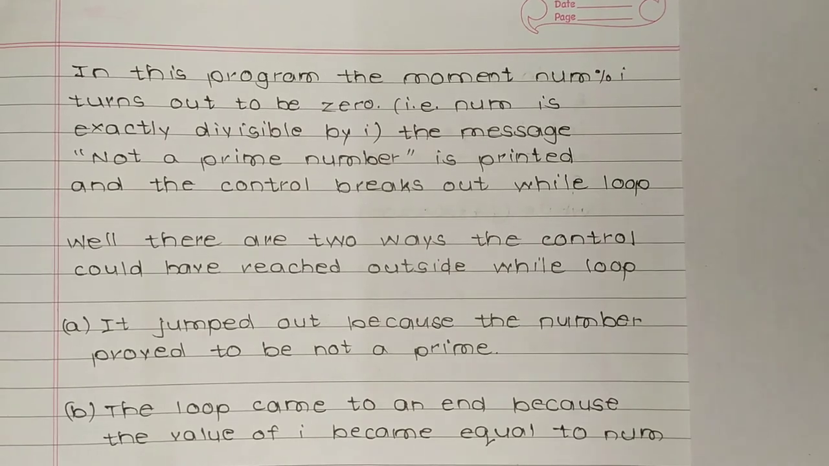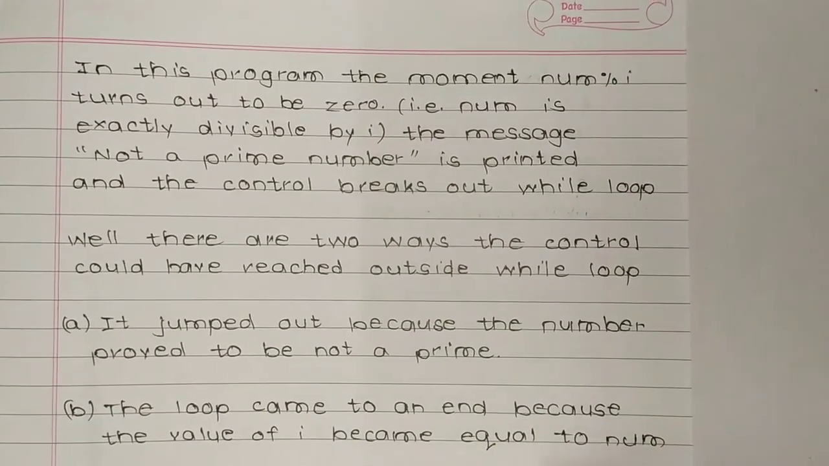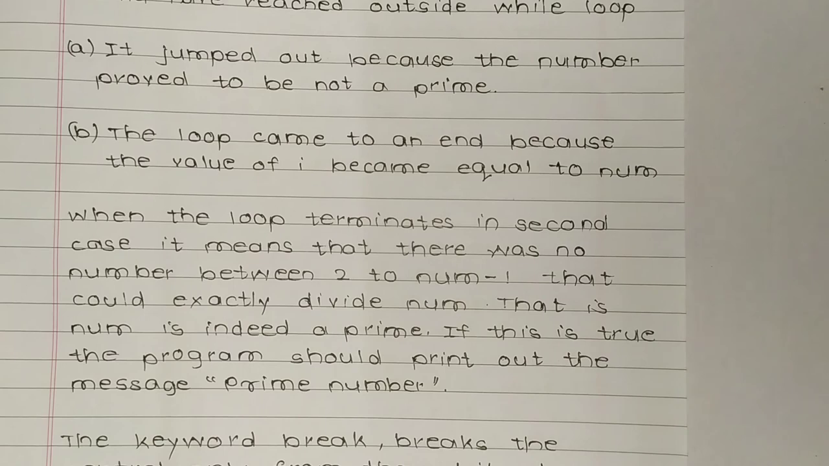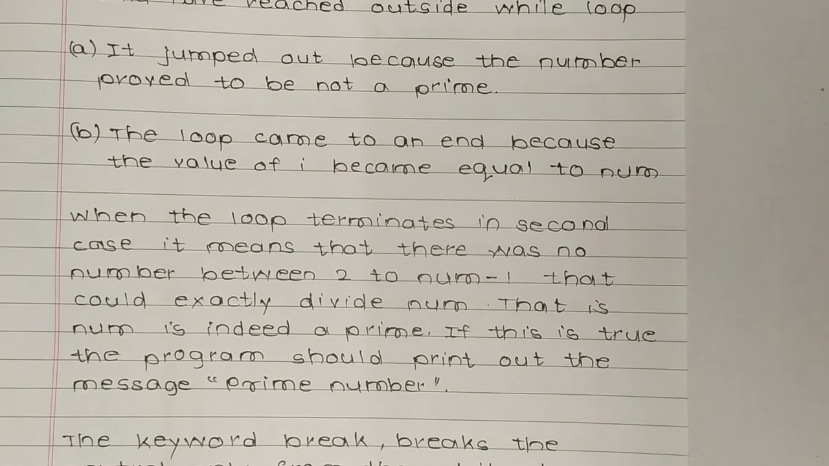Now there are two ways in which the control could have reached outside the while loop. First, it jumped out because the number proved to be not a prime. Second, the loop came to an end because the value of i became equal to num. So these are the two reasons by which this happened.